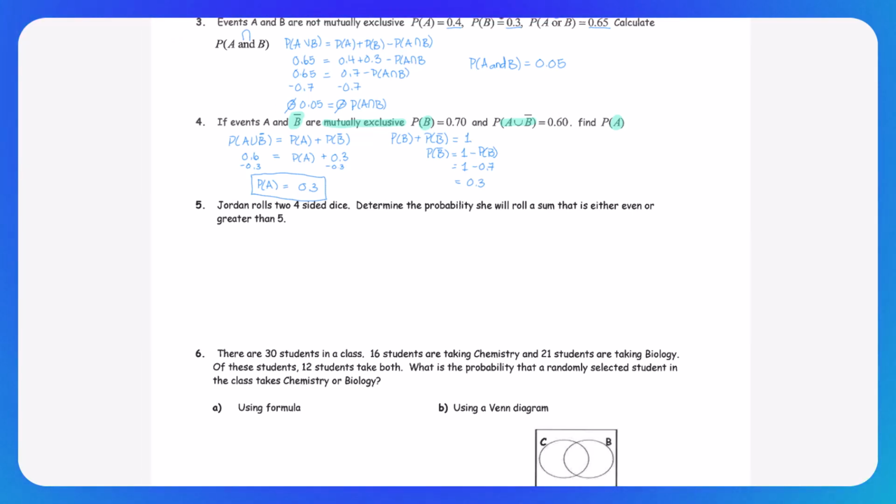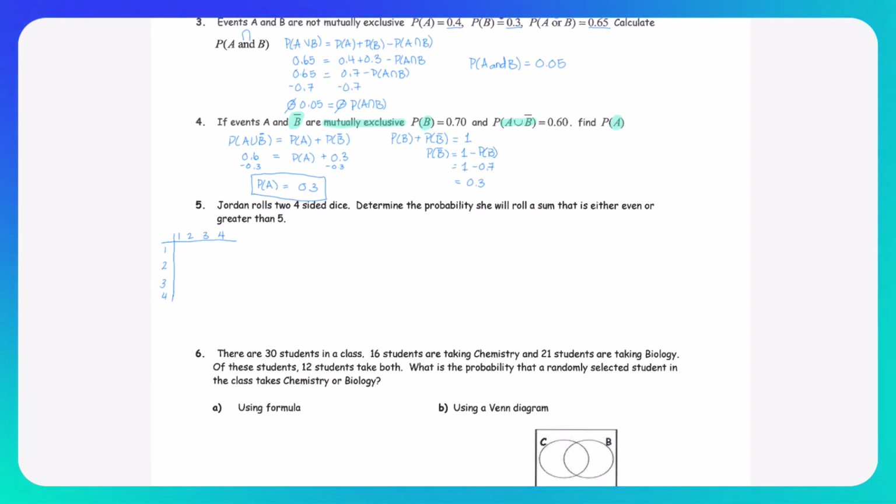Number 5, Jordan rolls 2 four-sided dice. Determine the probability she will roll a sum that is either even or greater than 5. Well, if we're rolling two 4-sided dice, remember we can set this up as a little table of values. We have 1, 2, 3, and 4, and 1, 2, 3, and 4 as our other die in this little table.